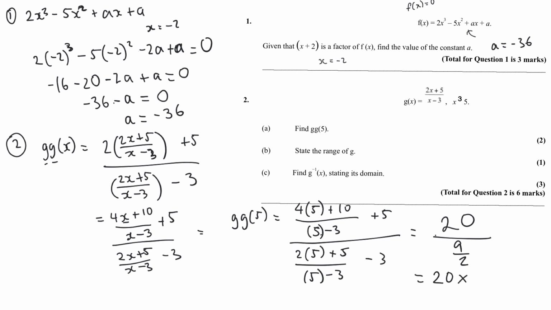So then it'll be 20 multiplied by 2 over 9. So that'll be 40 over 9. And that would be that answer. And then to state the range, it says here, which I don't know why it's come up like that, but it should say that for g of x, the domain is when x is greater than or equal to 5.